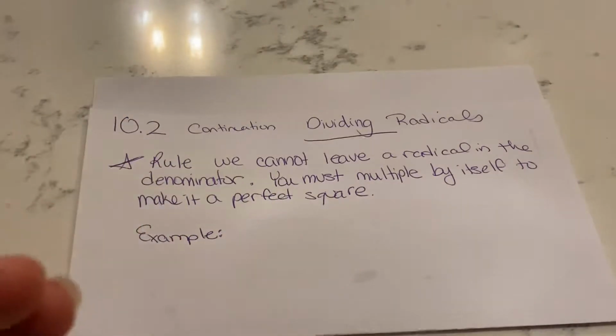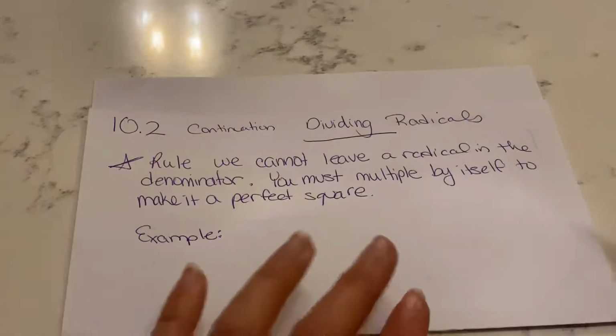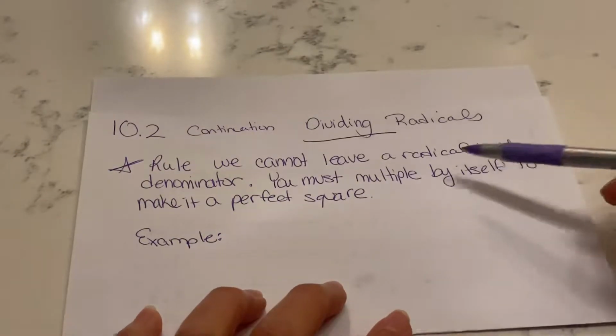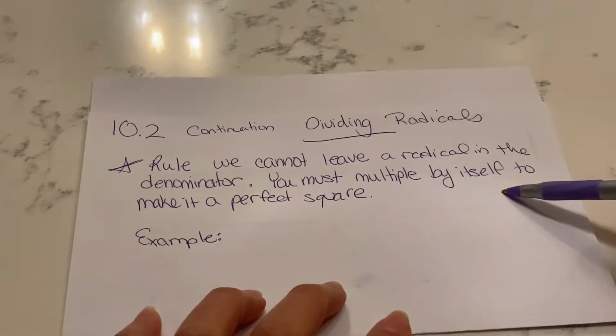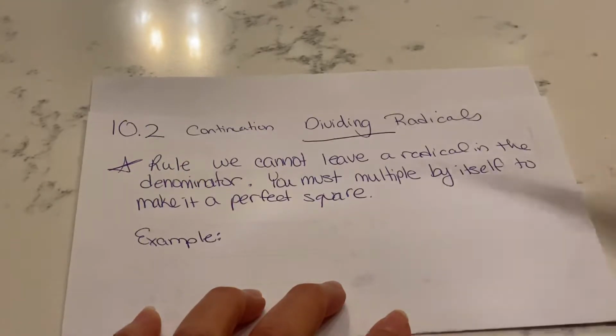If you have a radical in the denominator and you cannot divide it, then you must get rid of it. And the only way of getting rid of it is by multiplying by itself. So basically, if you multiply by itself, you're making it into a perfect square because you're doubling it, and you get rid of the radical.